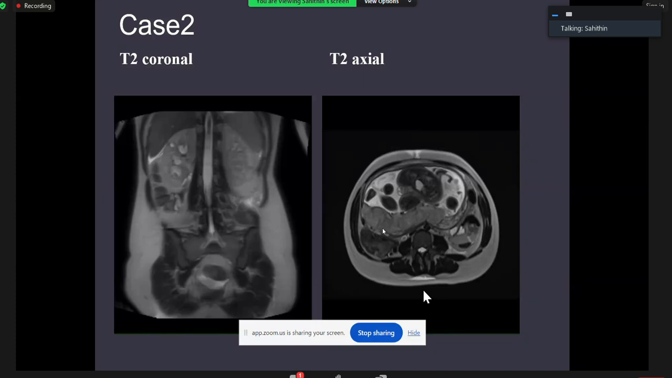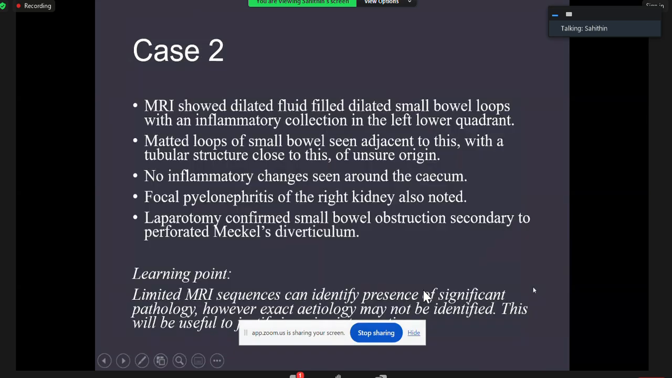We're not sure what it is. She also has a reduced corticomedullary differentiation in the right kidney, so pyelonephritis is also within the differential. But she was very tender on the left. Inflammatory markers were through the roof, so they decided to operate on her. And surprisingly, there was a small bowel obstruction secondary to a perforated Meckel's diverticulum.